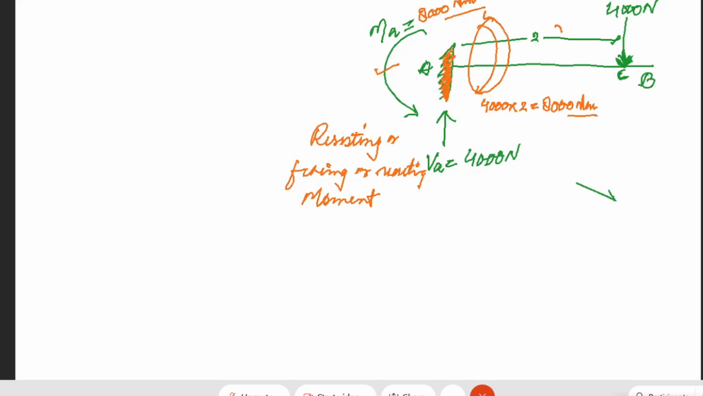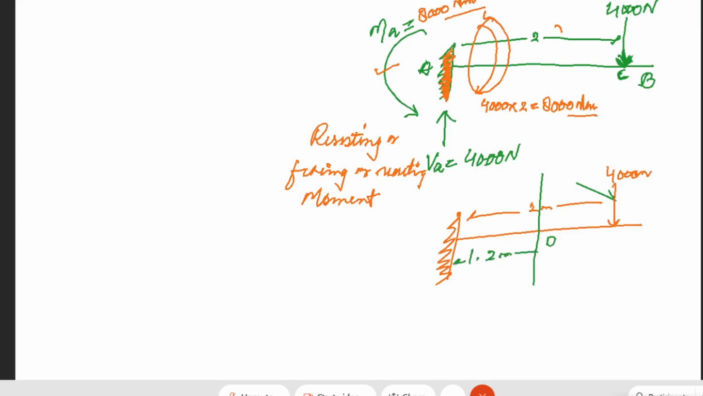Now, let's say we have chosen any point. This is again our fixed beam, and this was load 4,000. It was at a distance of 2 meter. Let's say we have chosen any random point here, at a distance of 1.2 meter. Okay, we chose a random point on the cantilever, which is point D, at a distance of 1.2 from fixed end A.